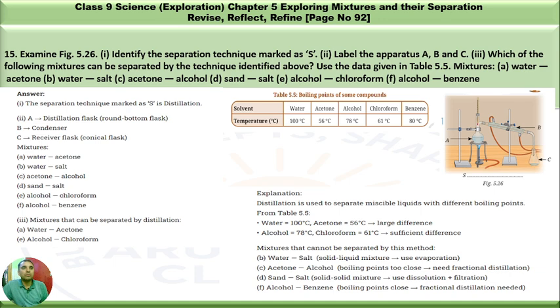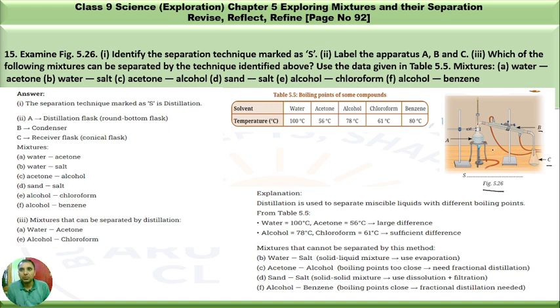Here we have question 15 of chapter 4, chapter 5, exploring mixtures and their separations, given on page number 92. Here the question is, examine the figure 5.26 and identify the separation technique marked as S. This figure is given on this side. We have to identify which separation technique is applicable. Then we have to label the apparatus A, B and C.